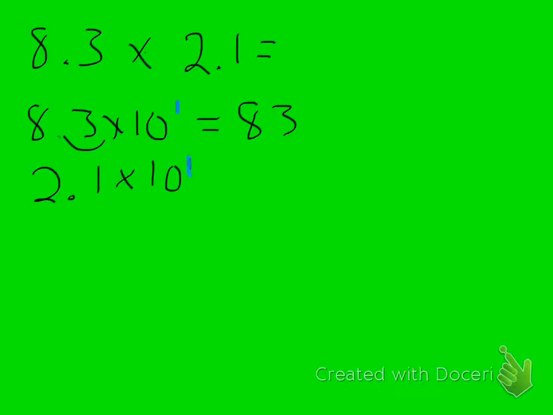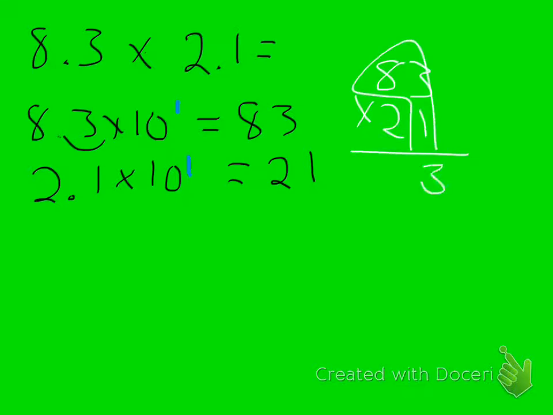So I can make my decimal into a whole number. I'm moving that one place to the right. That'll leave me with 21. Now the next step is to multiply these two together. So I'm going to do that using the regular multiplication. 83 times 21.